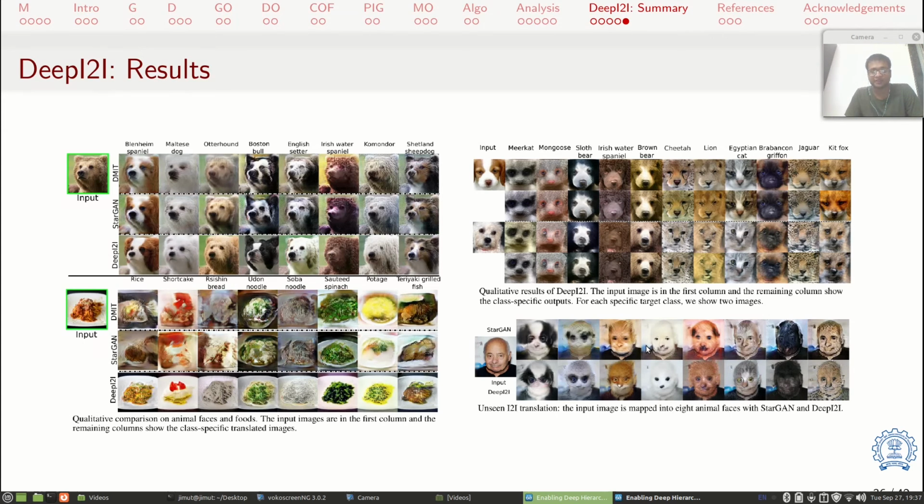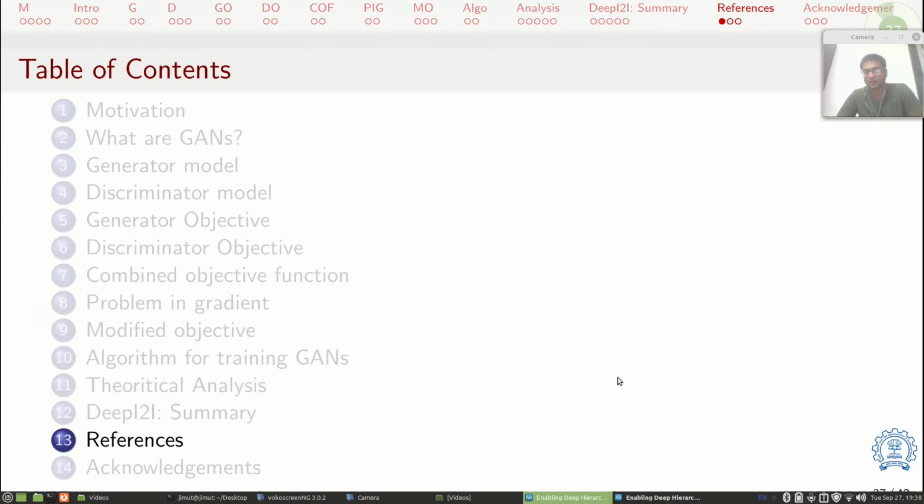One of my favorite results is when they input a bear, it can be used to change the shape and structure of the face to any of the dog, bull, setter or sheepdog, etc. It can also be done if the image input is food samples. We can translate from one food sample to another. The animal face dataset has quite good results, and they have also tested their model on unseen images. They were not training on human faces, but here they have given a human face and they were projecting the latent space to check if the images are good or not. The input image is mapped to 8 animal faces with StarGAN and DeepI2I.